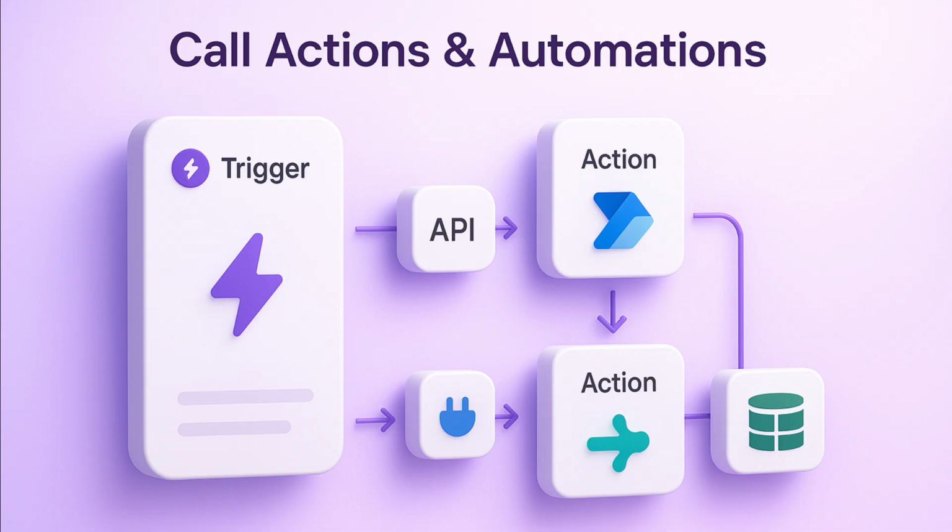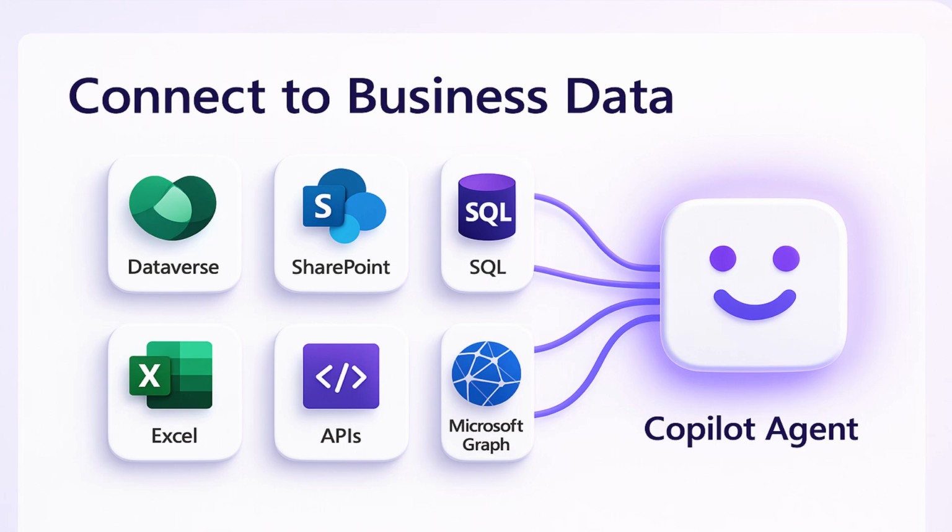So these allow your agent to perform tasks such as triggering a Power Automate flow, running a Dataverse query, calling an API, sending emails, or writing data into a table. So this is essential for real world automation. Now the fourth one is data connection. So you can connect to Dataverse, SharePoint, SQL, Excel, Dynamics 365, APIs, Microsoft Graph, or even with a custom connector. So this data enables your agent to give accurate, personalized answers.